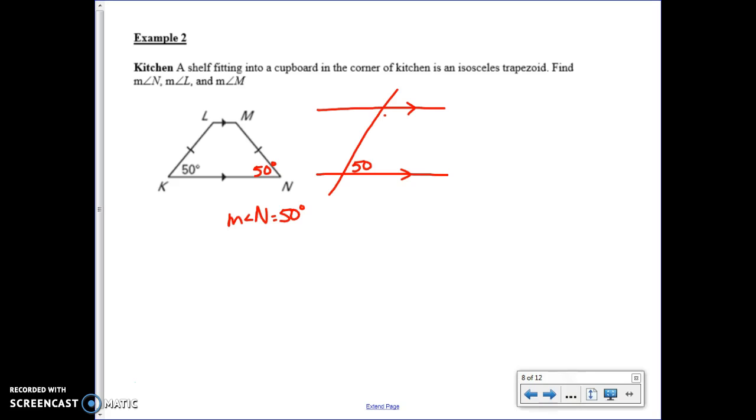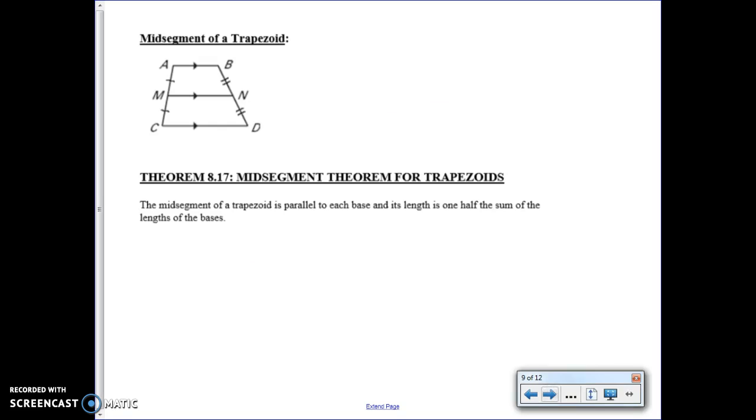So I know that the measure of angle L would be supplementary, or I need to take away from 180. So that would be 130 degrees. And the measure of angle M would also have to be 130 degrees because the base angles have to be congruent. Also, you can check that all four angles add up to 360 because that's true for a quadrilateral, and this is a special kind of quadrilateral. So lots of different ways to check yourself on that one.